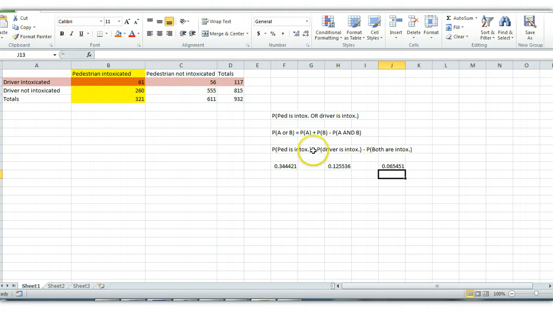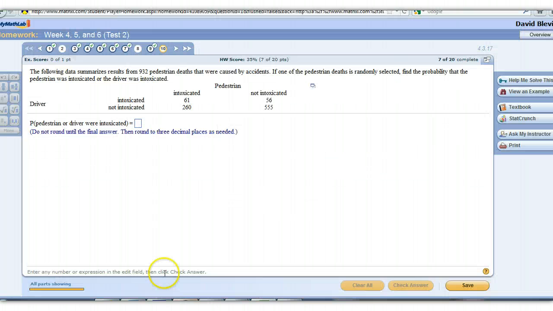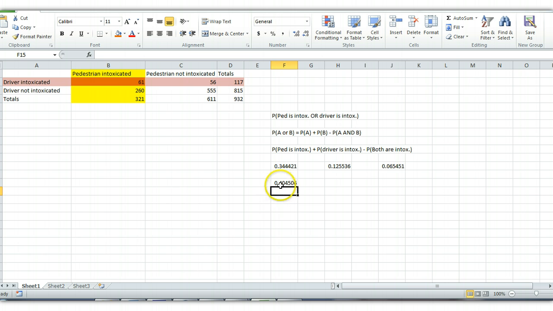Now we add these two together, this and this, and we subtract this. So it equals this plus this minus this, and there's our answer: 0.404506. They say don't round until the final answer, then round to 3 decimal places. So 0.405.